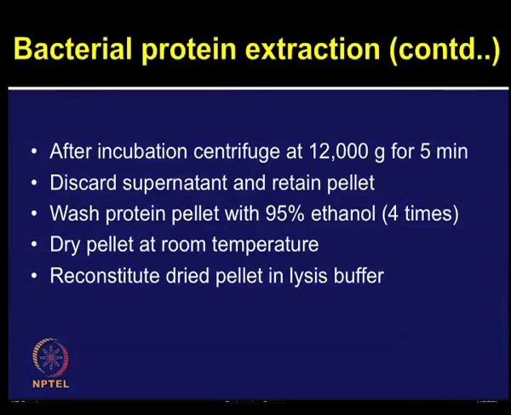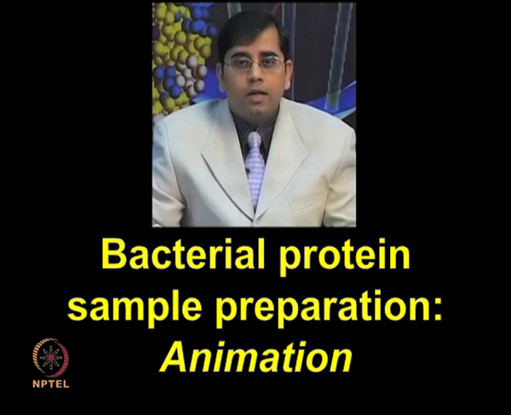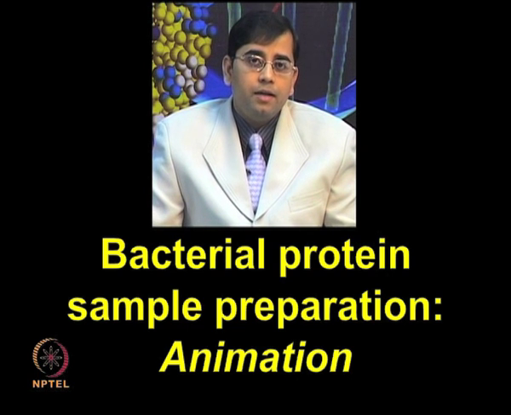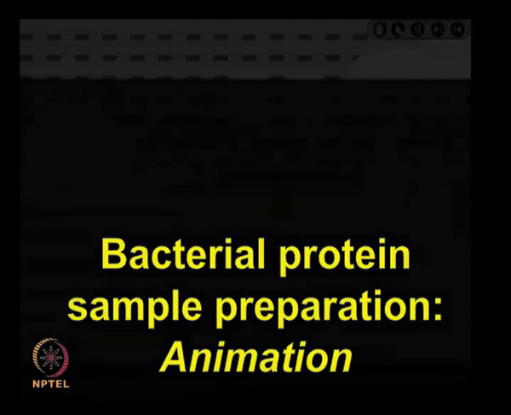Then dry this pellet at room temperature, and this pellet can be reconstituted in a buffer suitable for your analysis. If you are going to perform 2-dimensional electrophoresis, you need to add the lysis buffer which contains urea, CHAPS, thiourea and different other components which we have talked about previously. Or if you want to analyze on SDS-PAGE, you can add the Laemmli buffer. So, depending upon your application, you can reconstitute the pellet in the right buffer composition. Let me show you the bacterial protein sample preparation in interactive animations.